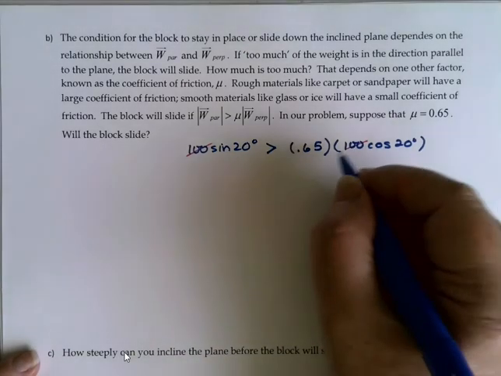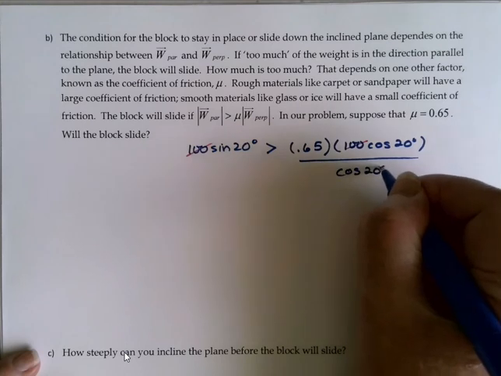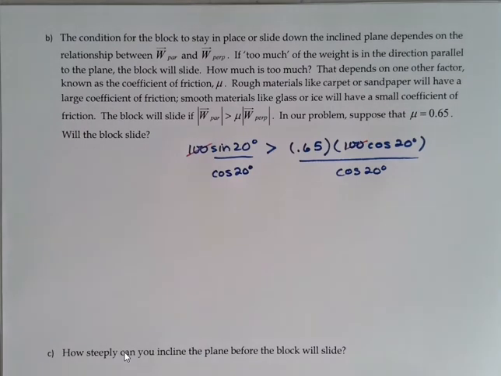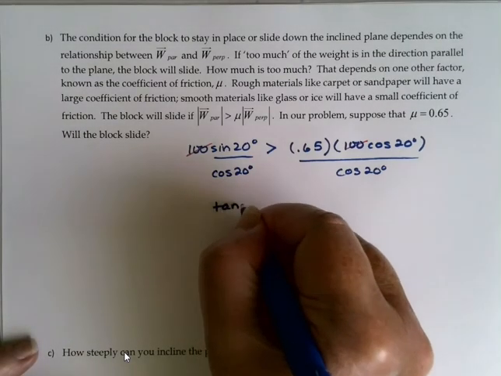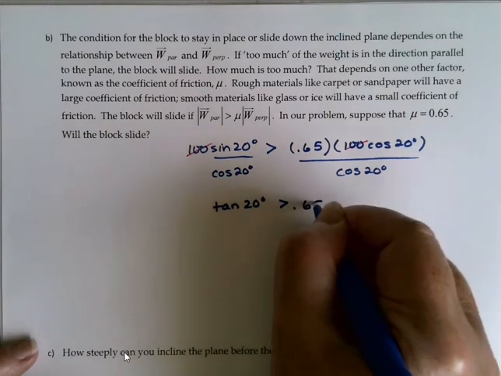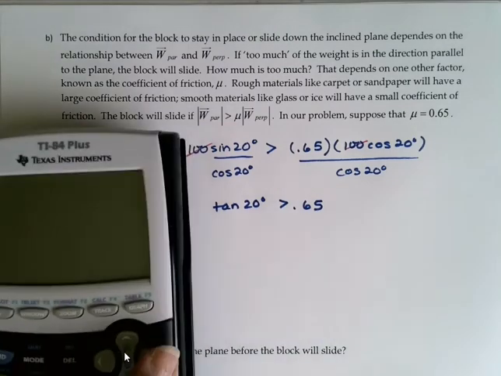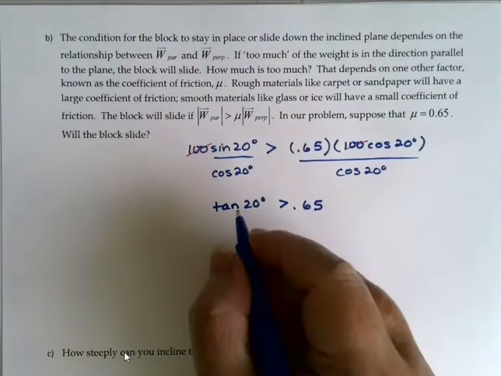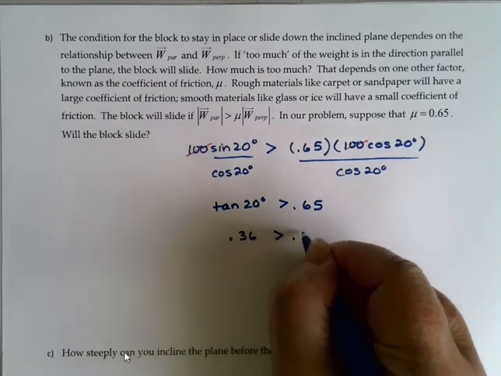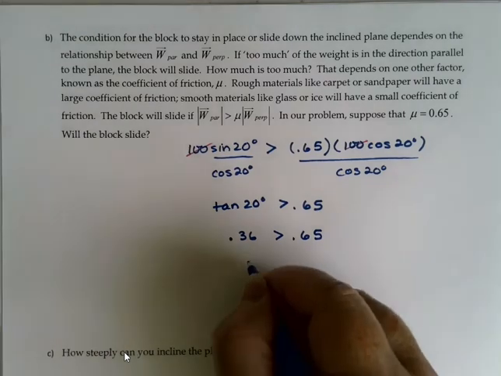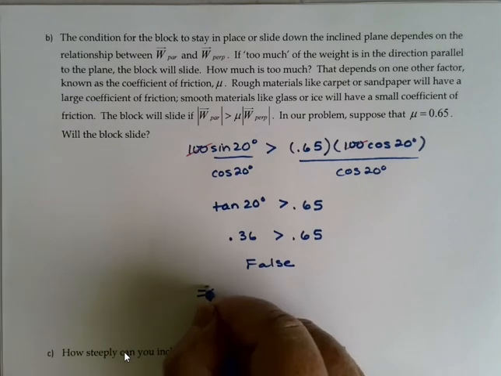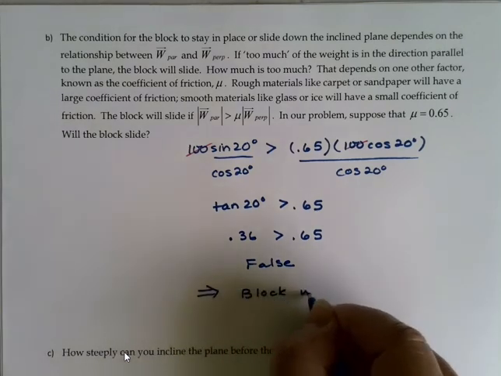And if I divide both sides by cosine 20, I know that's a positive value since it's a first quadrant angle, so no problem with the inequality. That says tangent 20 degrees is greater than 0.65. Let's check that out. Tangent of 20 degrees is about 0.36. And of course that's false, since that was the condition for the block to slide. In this case, the block won't slide.